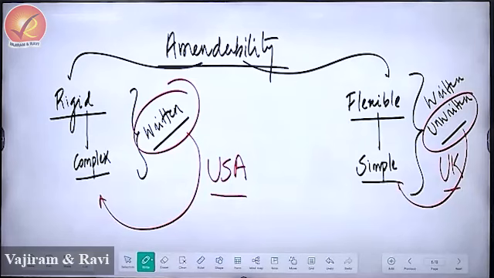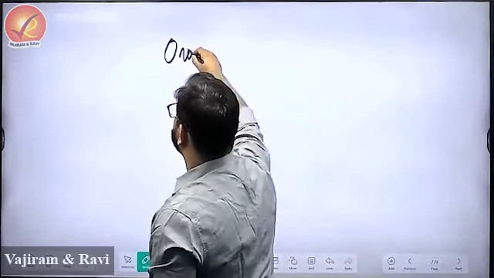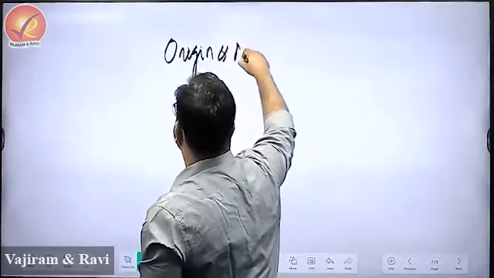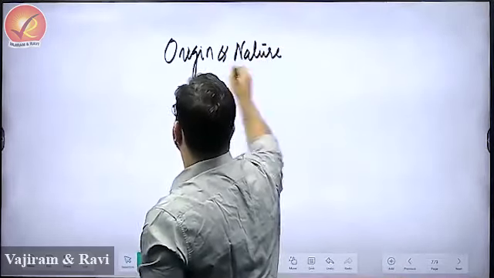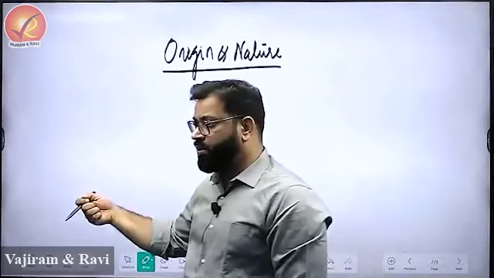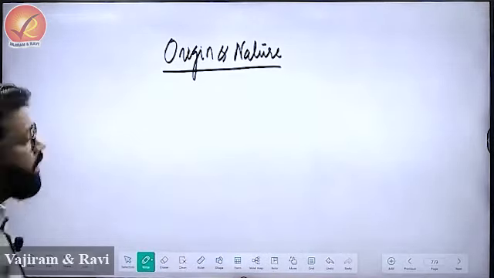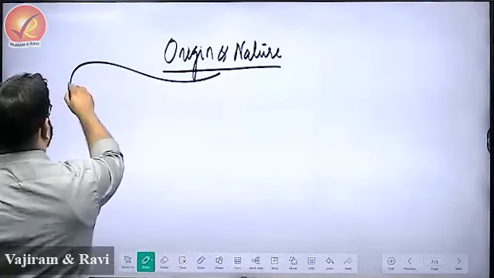Clear to all of you? This is the second classification of constitution. The third classification of constitution is based on the idea of origin and nature of constitutions. How a constitution came into being, and what its nature is, what the constitution is trying to do, becomes the idea for the classification of the third type, which gives us two types of constitution.